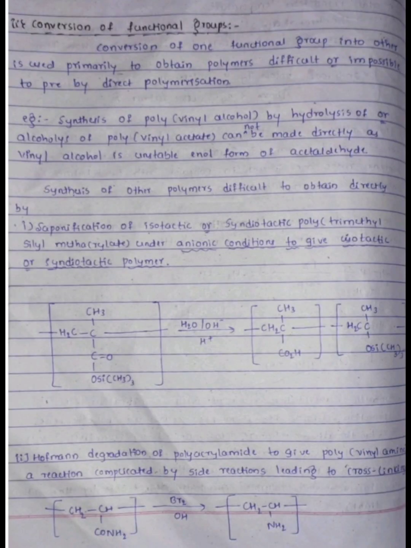Conversion of functional group. Conversion of one functional group into another is primarily done to obtain polymers that are difficult or impossible to prepare by direct polymerization. Example, synthesis of polyvinyl alcohol. Polyvinyl alcohol cannot be made directly, as vinyl alcohol is unable to form the enol form of acetanilide. Synthesis of other polymers that are difficult to obtain directly is done by the saponification method.